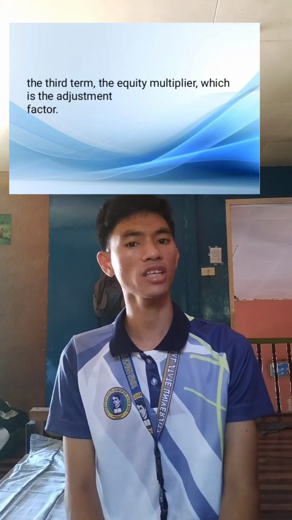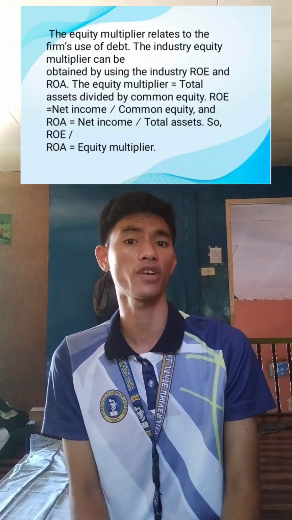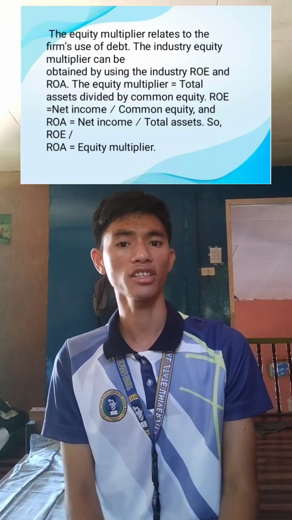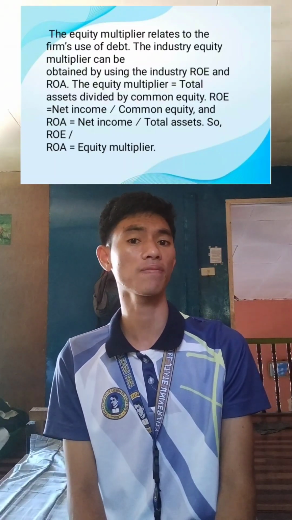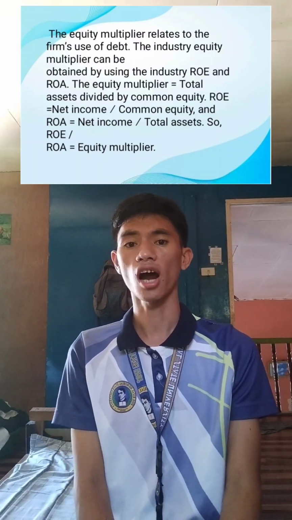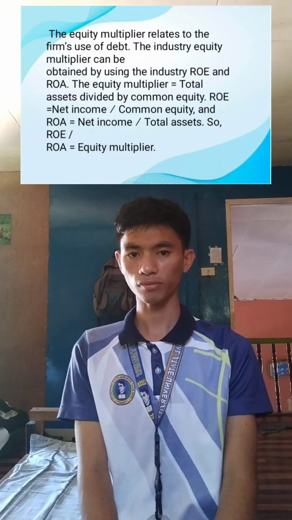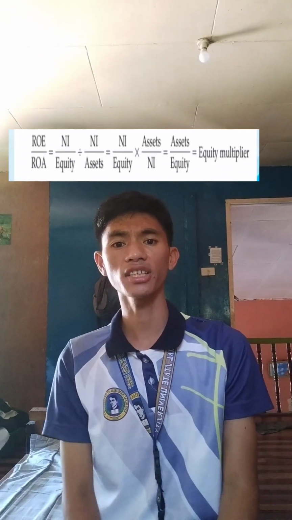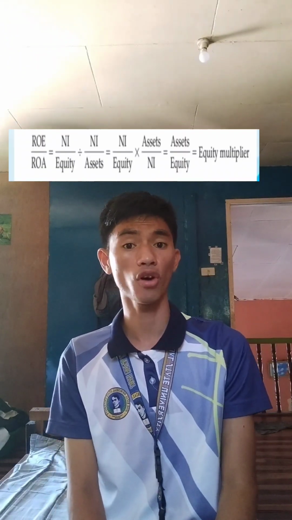When it comes to the three terms, I think it is useful to use them in the ROE. When it comes to the equity multiplier, it relates to the firm's use of debt. The industry equity multiplier can be obtained by using the industry ROE and ROA. As you can see on the right side of the formula.